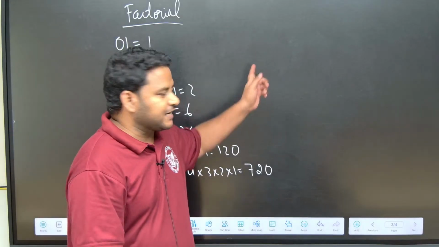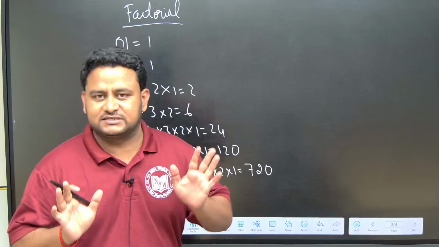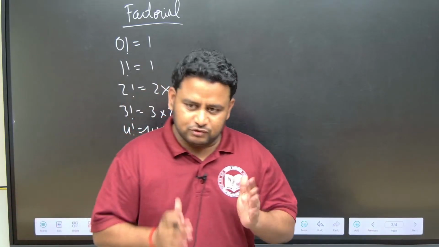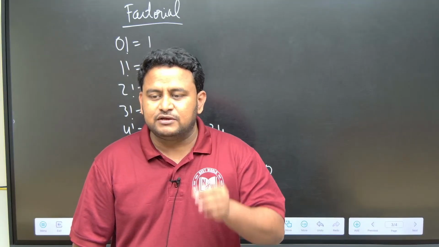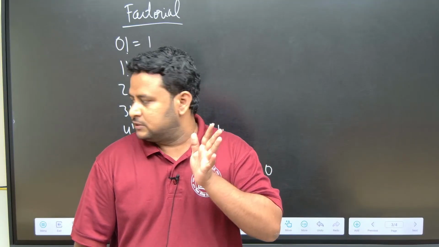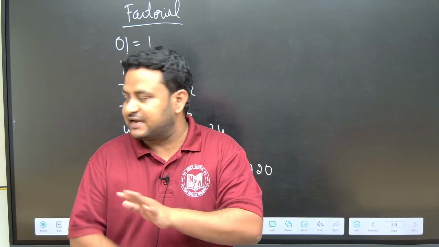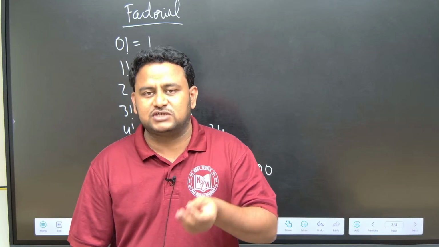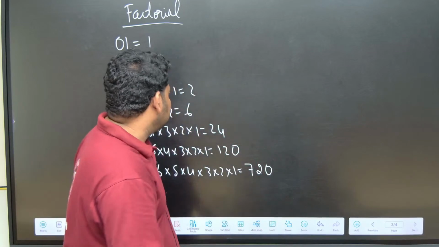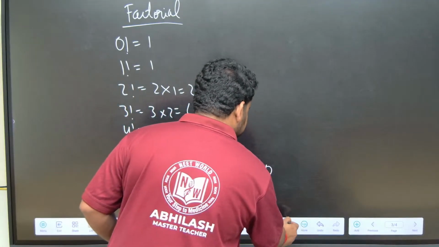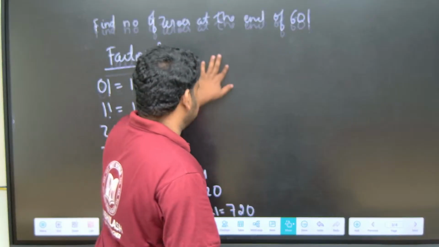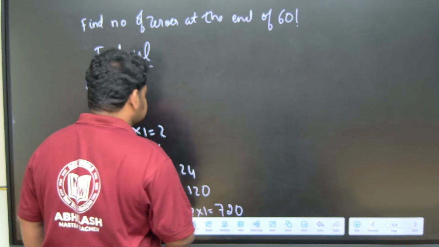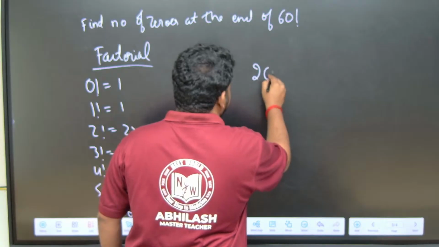If they give a factorial, you have to focus on the number of 5s, not on 2s. If they give a normal number, you have to focus on pairs of 5 and 2. If they give a factorial, you have to focus only on the number of 5s. Now, the question they have given is 60 factorial. But before doing 60 factorial, suppose I say 20 factorial.